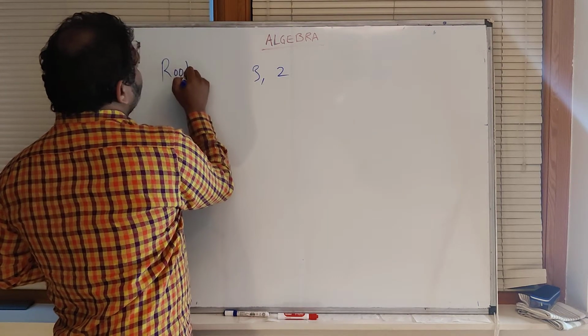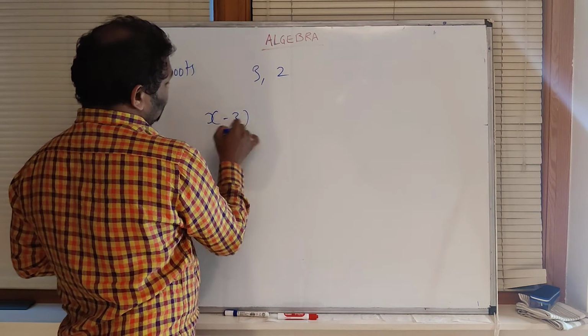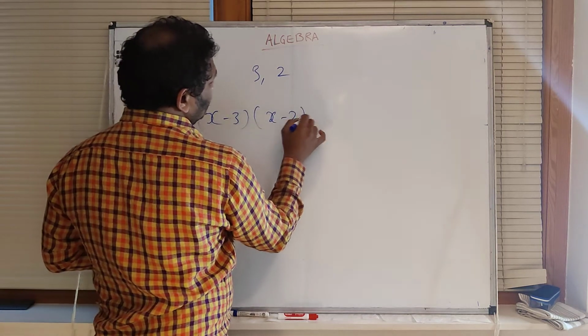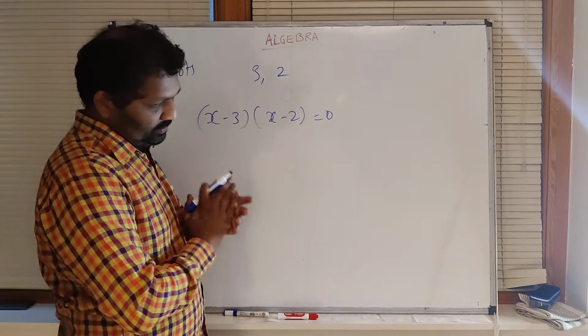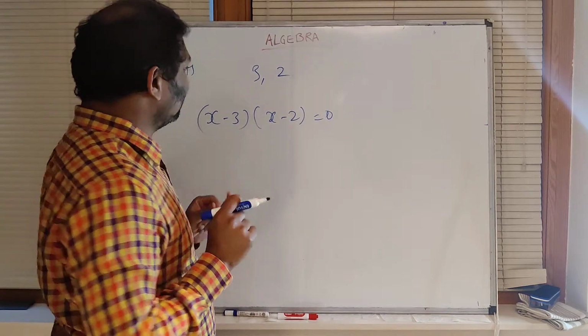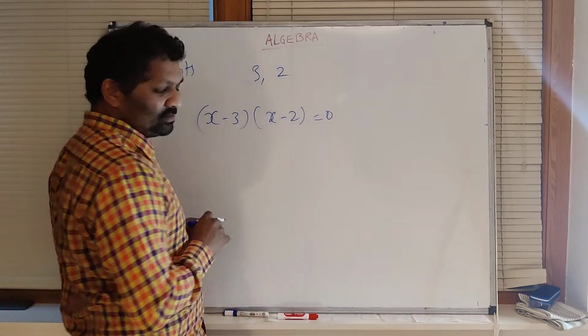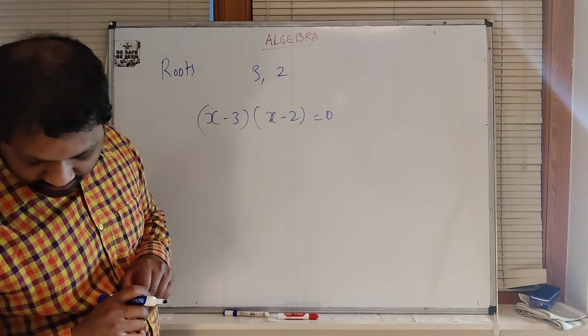Find the quadratic. x minus 3 and x minus 2 are the factors. Easily you can multiply them and find it. Very good, super. You're progressing so well.